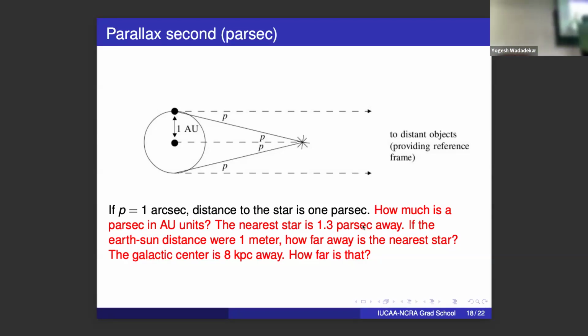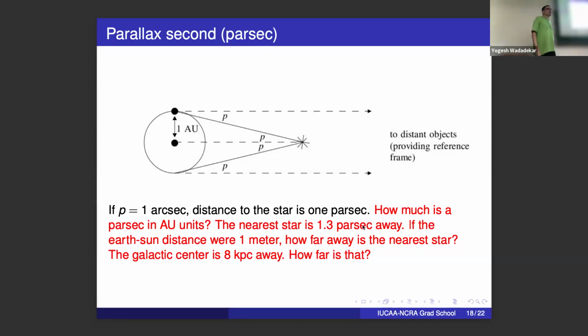And what is this baseline distance? That's the Earth-Sun distance. So if you see a position of a particular star now, and then the Earth 6 months later will come here, and you look at the position of that star, it would have appeared to move. That is the parallax. And the angle by which it moves, you quantify it with respect to this, would be P degrees, P arc second in that direction. And if P is 1 arc second, then the distance is 1 parsec.